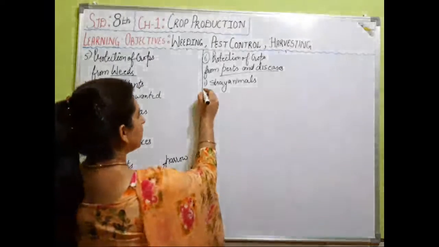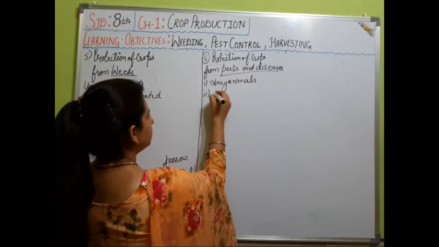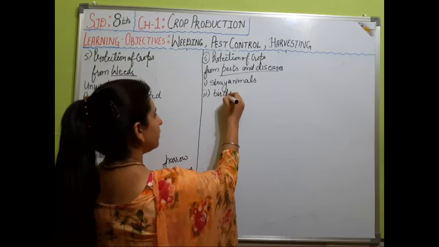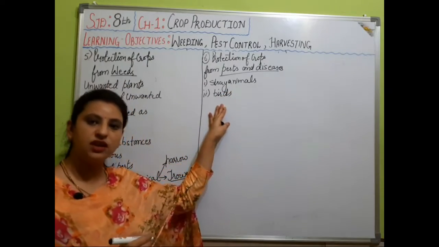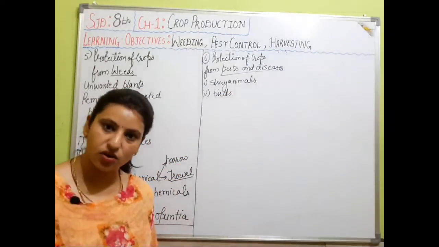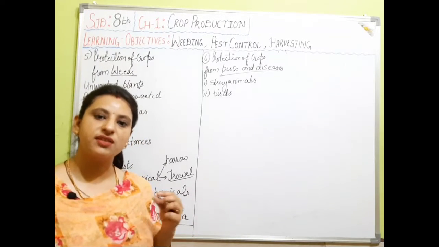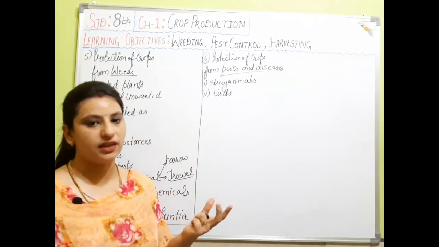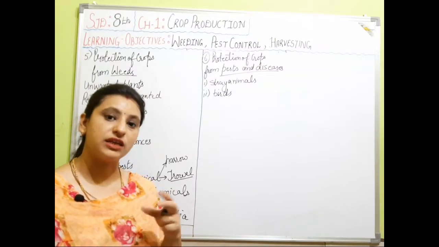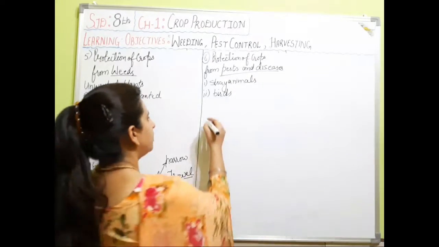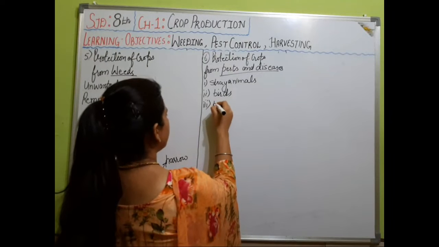The second thing, we can go for protection from birds. To protect from birds, we will use a scarecrow, and we will go for a beating drum, because these things will scare the birds and they will fly away. They will not harm or eat the crops. Okay. The third thing, protection from plant diseases.